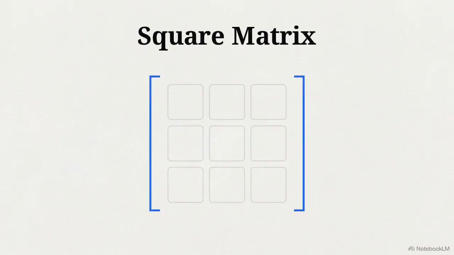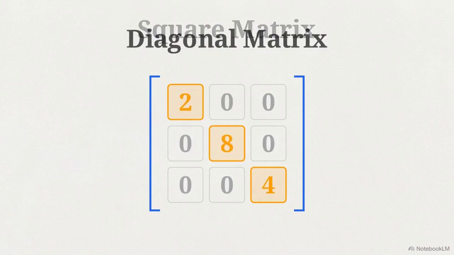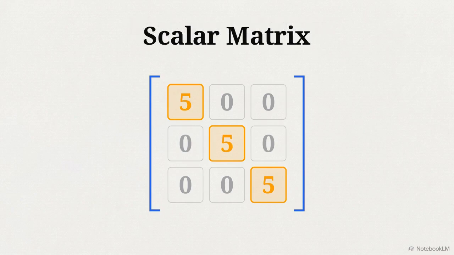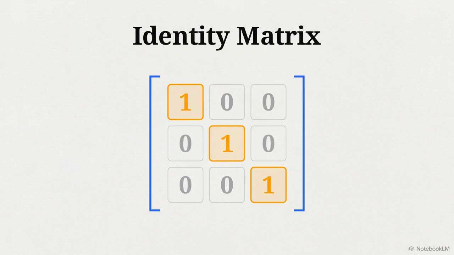Within square matrices, there is a specific pathway called the main diagonal. It only exists in perfectly square grids, starting at the top left corner and running directly to the bottom right. In this diagram, only the main diagonal contains non-zero numbers. This pattern is a diagonal matrix. If every number on the diagonal shares the exact same value, it becomes a scalar matrix. When that diagonal is composed entirely of ones, it's the identity matrix.